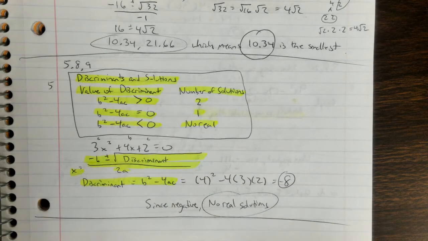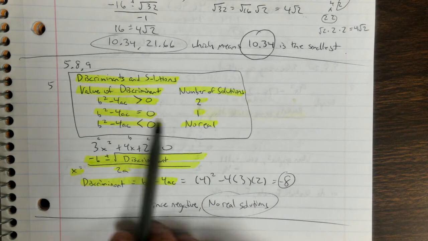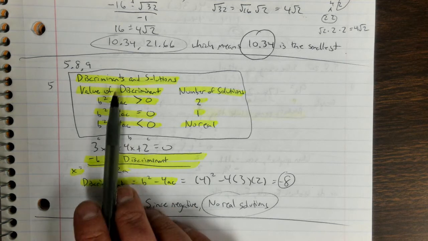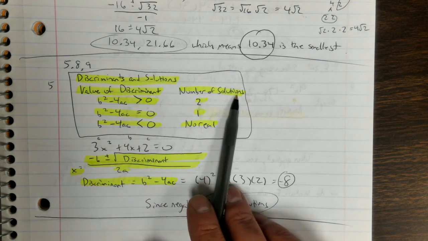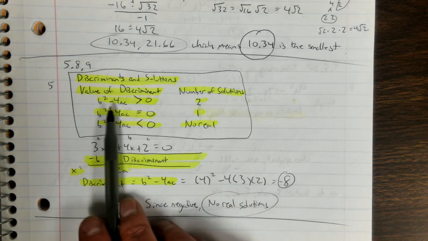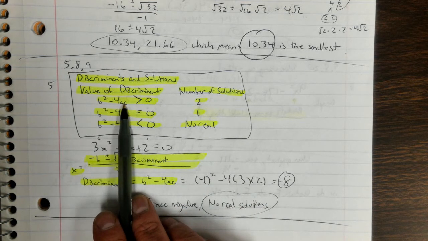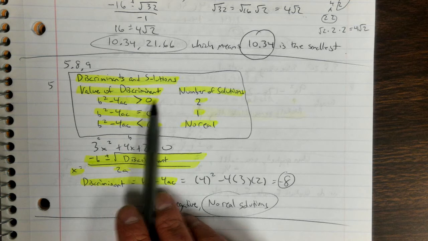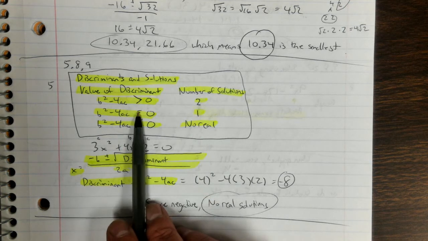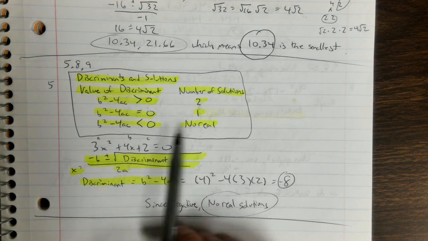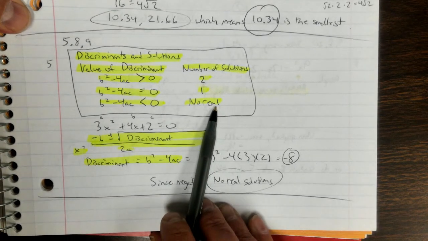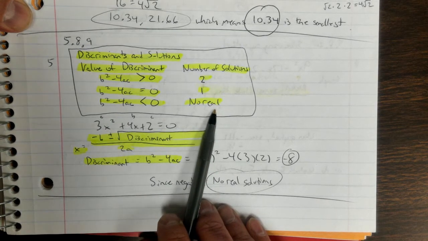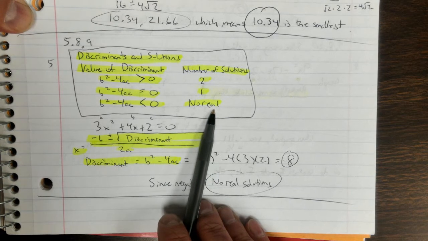On the next one, you have a table which would be useful. It says discriminants and solutions, the value of the discriminant, and the number of solutions. So here you have b squared minus 4ac greater than 0, which would be 2. If it's equal, it'd be 1, and if it's less, it'd be no real solutions, which means you might have imaginary, which, by the way, is on the next section.